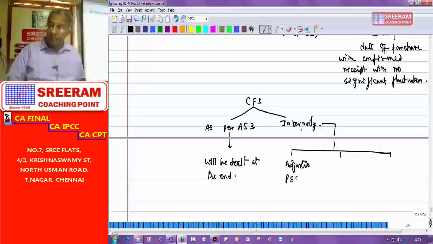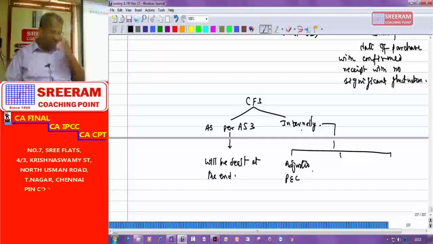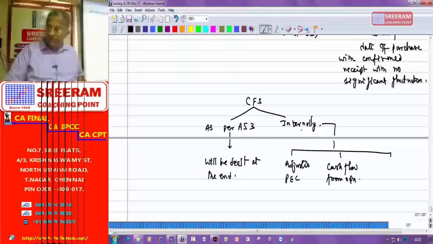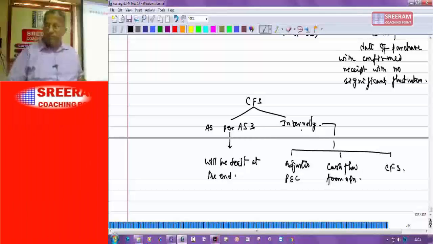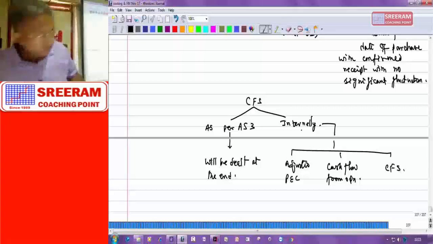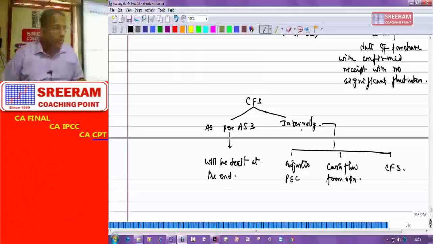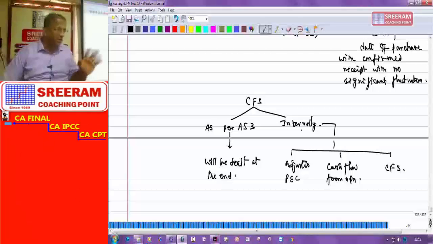Adjusted P&L account. Next one, cash flow from operations, then the cash flow statement. Kindly just make note. What you have in your syllabus, they have not very clearly said it is AS3 alone.